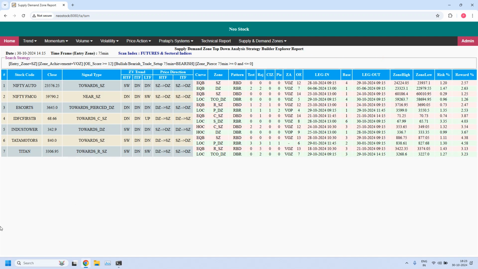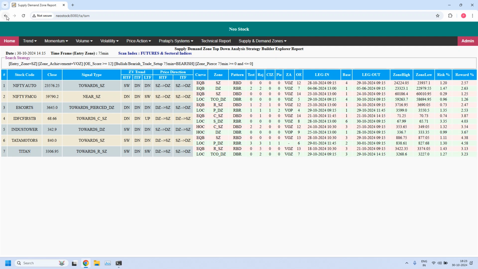Let's verify. We got 7 stocks. All these 7 stocks are supporting a bearish trade setup for weekly income trade, that is entry time frame 75 minutes, entry zone, supply zone. At the 75 minutes supply zones, we need to take our entry. But within these 7, there could be even more high probability setup supported stocks.